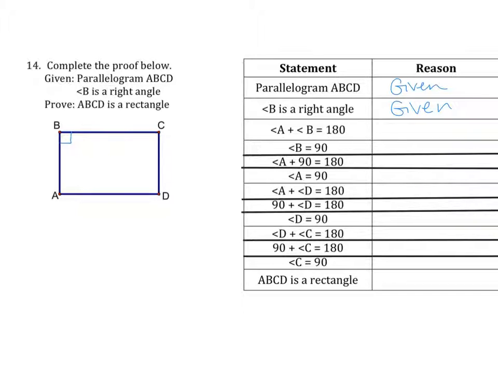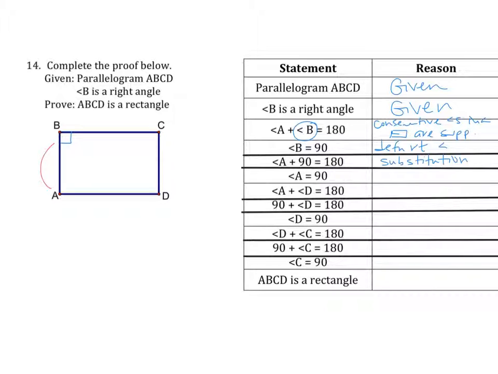Alright, I know since it's a parallelogram that A and B, these two angles, have to be supplementary. So consecutive angles in a parallelogram are supplementary. I know angle B is equal to 90 degrees because it's a right angle, so definition of a right angle. If I merge those two statements together and I replace B with 90 degrees, I can say that angle A plus 90 is equal to 180 degrees, so that's by substitution.